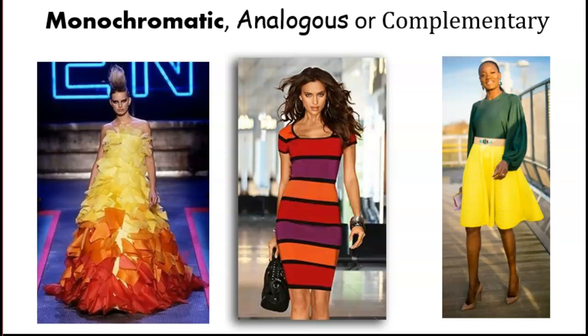Now, it's easy to see the yellow and the green are neighbors on the right, and on the left, the yellow and the orange to red are neighbors. The middle one can throw you off a little bit because they've got the purple and the orange right next to each other, and those aren't neighbors. But if you look the way they've used the three colors, the red is neighbors to the orange, and the red is also neighbor to the purple. So this would be an analogous.